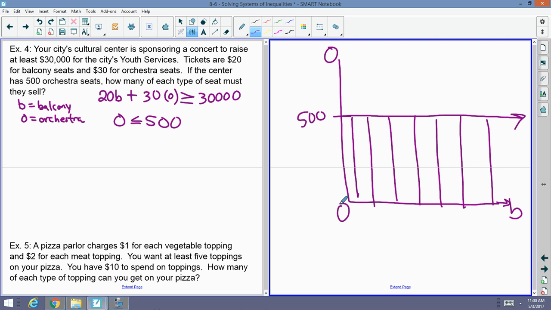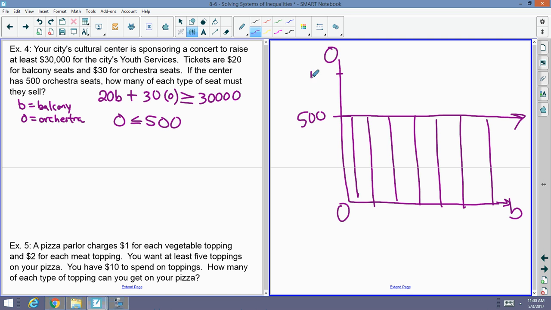Now, guys, remember the intercepts? How you can make one variable 0, and then you get the value for the other one? Okay. Well, when I make B 0, guys, how much orchestra am I going to get? What's 30,000 divided by 30? 1,000. Very good. So, guys, that's my O intercept.